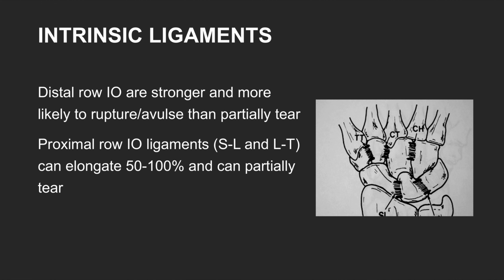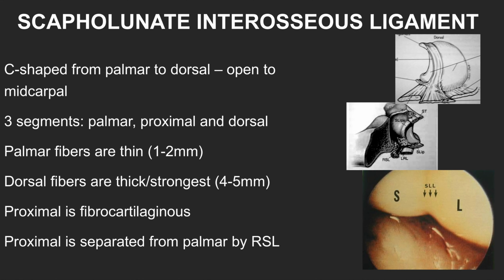Let's take a closer look at the intrinsic or interosseous ligaments. The distal row interosseous ligaments are strong, and they're more likely to rupture or avulse than partially tear. These usually require significant force, like going over a handlebar of a motorcycle. The proximal row can elongate and stretch 50 to 100%, and partial tears are more common in the proximal row.